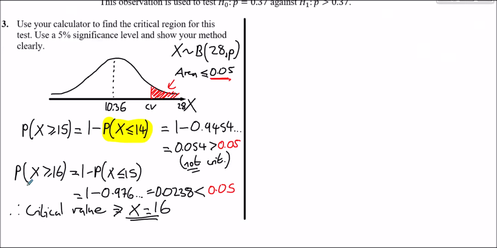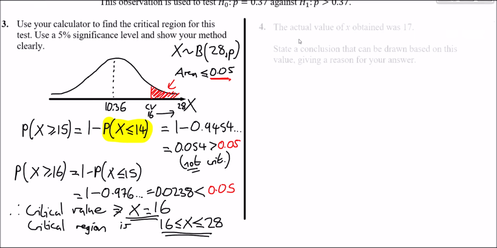And the critical region, which is what it's actually asking us for, is the proportion of the graph in terms of our variable x, which would cause us to reject h0. So it's everything from our critical value, which was 16 and higher. So the critical region is x greater than or equal to 16, or we could write it like this, all the way up to 28, because 28 is the maximum it could be at any rate.